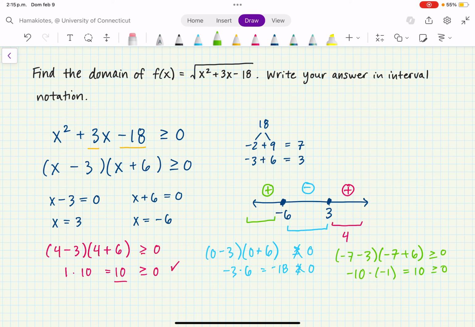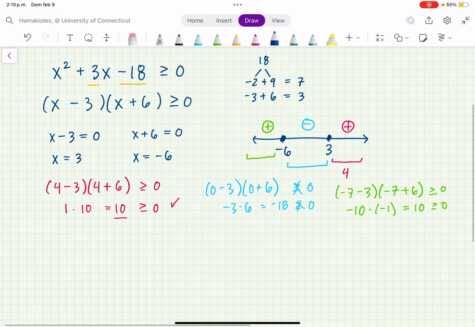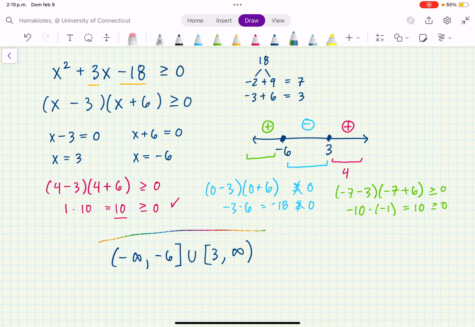So how do we write our answer in interval notation? Well, we want to make sure that we get everything from minus infinity to minus 6. So we're including minus infinity to minus 6. Now, we have a closed circle over minus 6, so that's included, which means we need square brackets. Now, everything between minus 6 and 3 is not included because it would make everything under the square root negative. So we're not including that, but we want to include everything from 3 to infinity. So we'll do union, square bracket 3, so we can include 3, and this goes all the way up to infinity. And so this is our final answer.